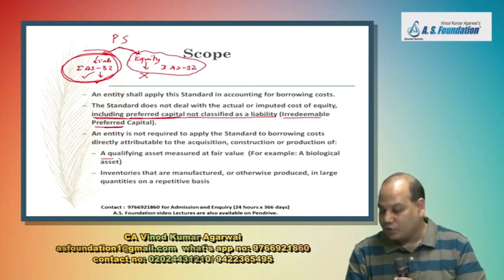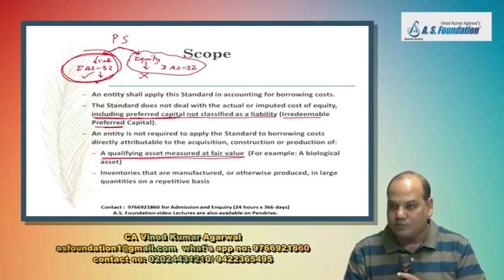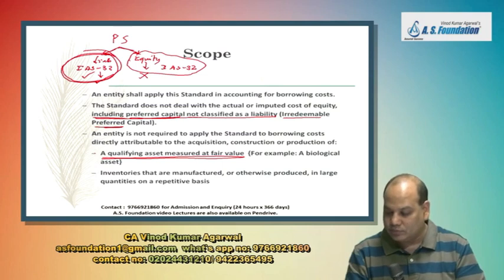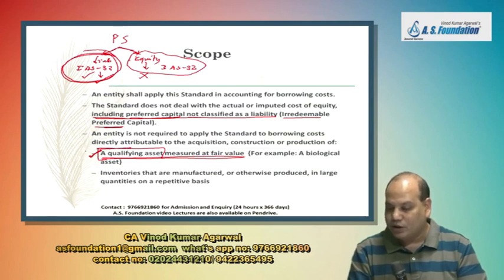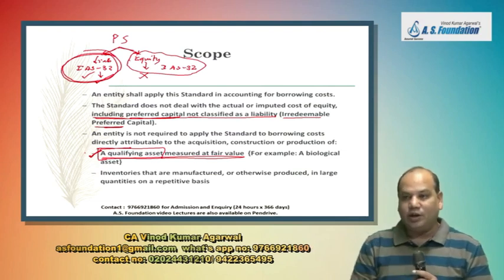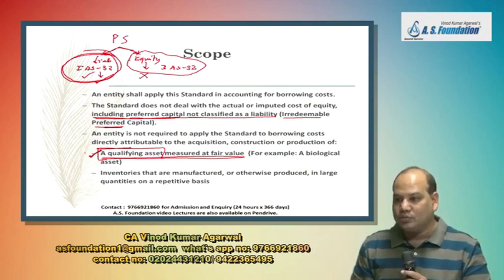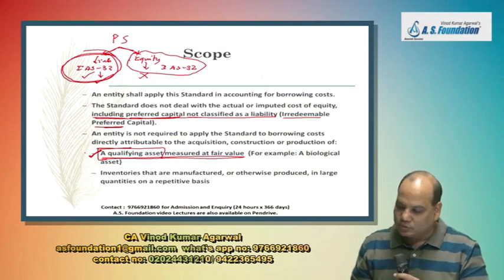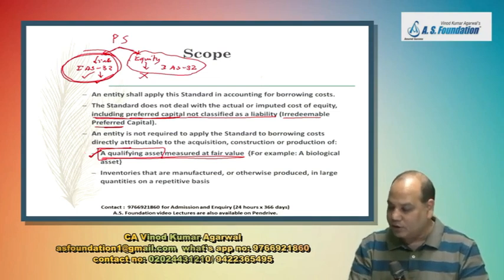An entity is not required to apply the standard to borrowing cost directly attributable to acquisition, construction, or production of a qualifying asset measured at fair value. So this is another area where the standard is not applicable. Qualifying asset. What is a qualifying asset? We have not yet discussed. For the time being, it means an asset which takes substantial period of time to get ready for its intended use or sale.